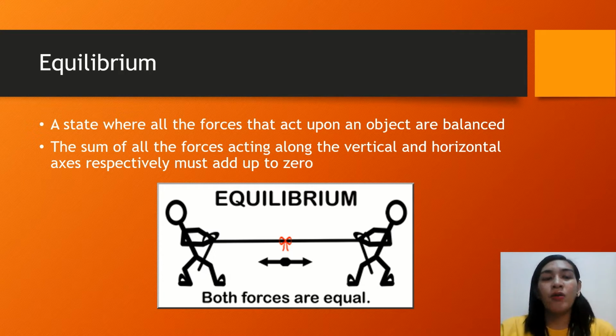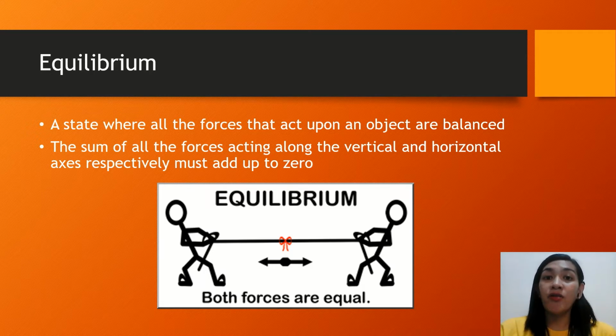Now, where do you see equilibrium? When you see a book lying on a table, there is equilibrium. The weight of the book acting downward is balanced by the upward reaction of the table.